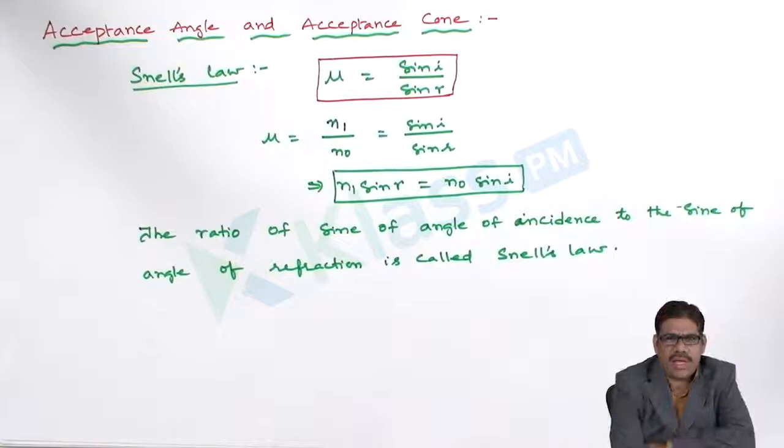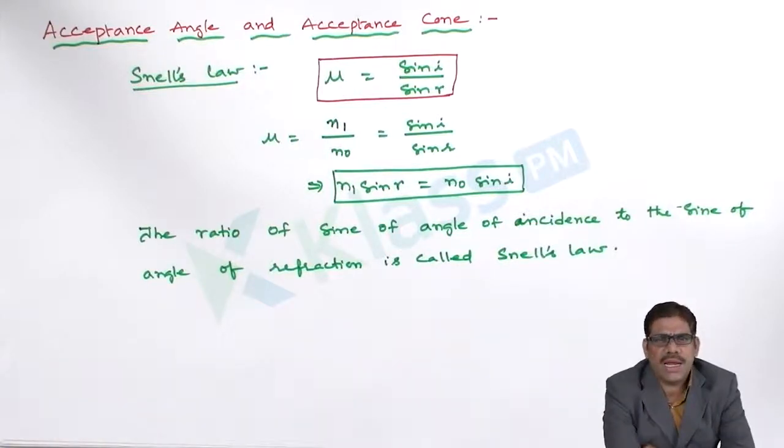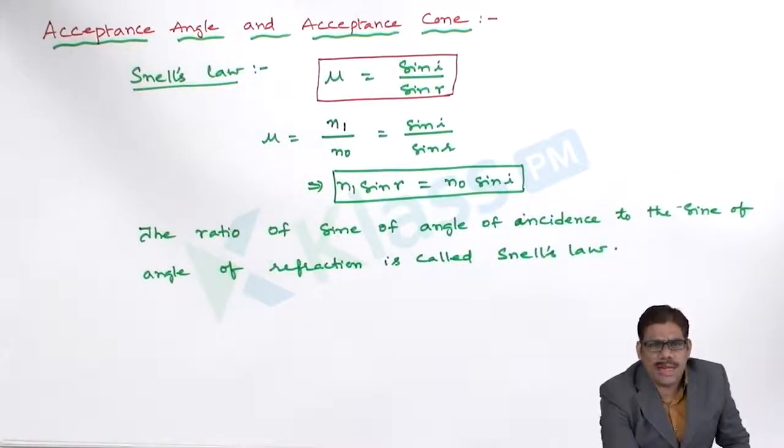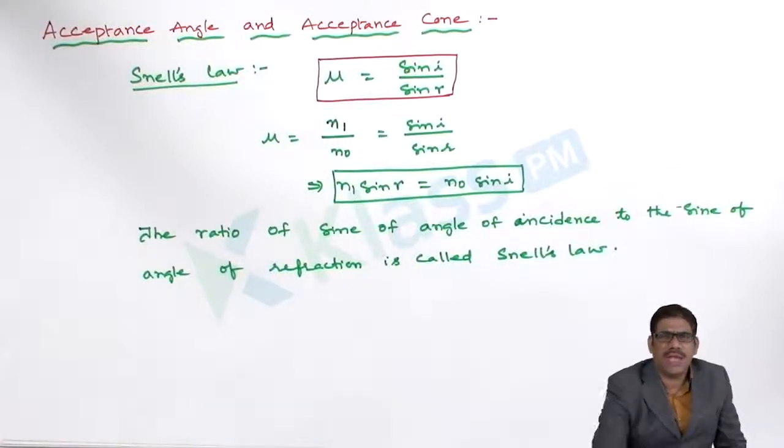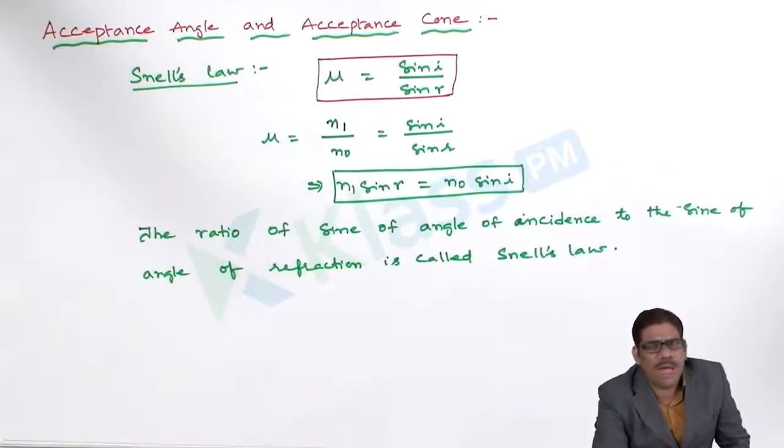What is acceptance angle? Acceptance angle refers to the angle at which the light ray undergoes total internal reflection. So what is that angle which is accepted by the optical fiber so that the light ray undergoes total internal reflection? That angle is called the acceptance angle. So let us explain the acceptance angle in detail.